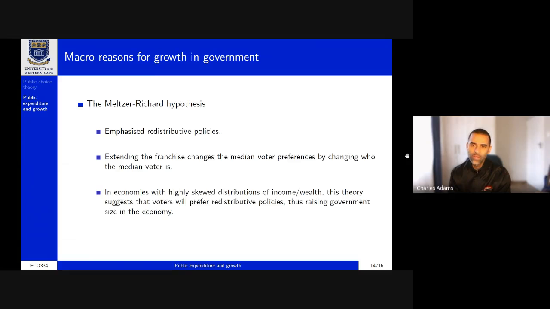So the theory here is that as countries develop and as the franchise is extended and countries become more democratic, and of course there's the implicit suggestion here that with development comes more democracy. Although empirically that seems to have been the case, we can't state that this is a causal mechanism, that the reason countries became more democratic is because of industrialization and development and economic growth.